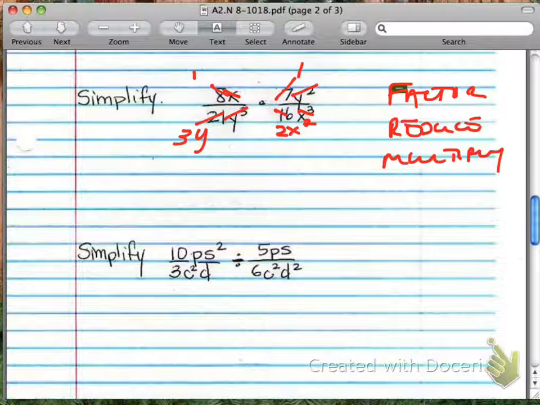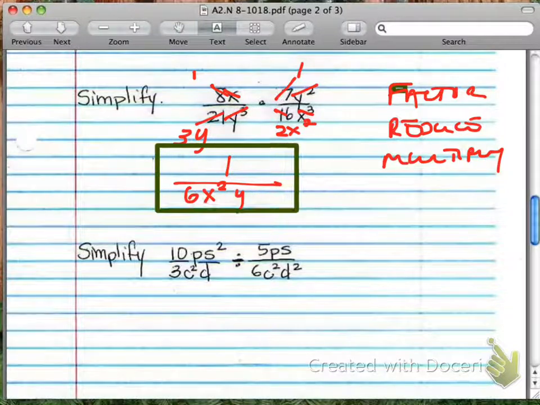Okay, so now if I multiply what's left, I have 1 times 1, which is 1, over 3 times 2, which is 6. Y times x squared is x squared y. Got to go in alphabetical order. Yes, you do.